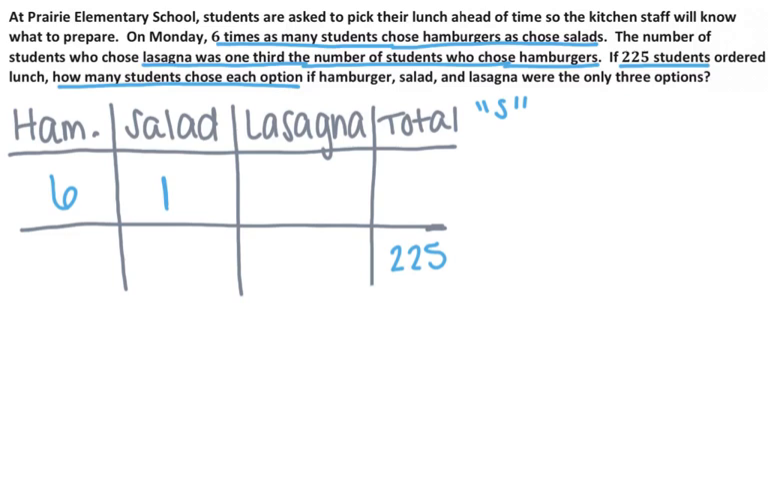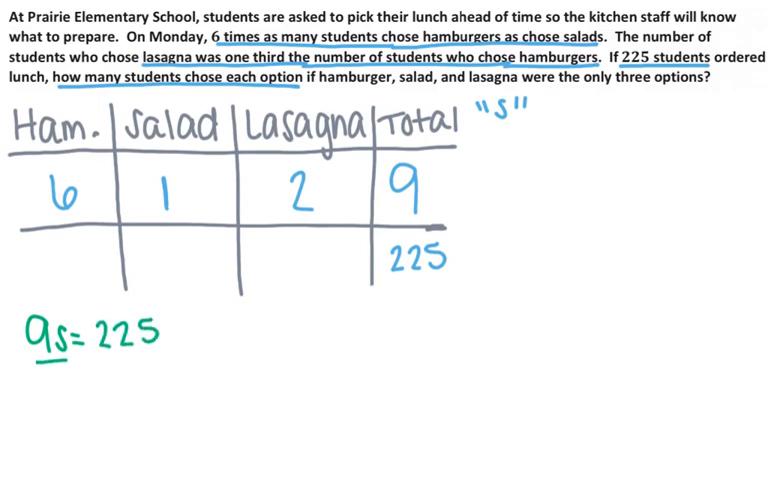And then the number of students who chose lasagna was 1/3 the number of students who chose hamburgers. So 1/3 of 6 is 2. So 2 will be lasagna. And now we just have to add them up. So 6 plus 1 plus 2 for a total of 9. And now we can write our equation. So we will have 9s is equal to 225.